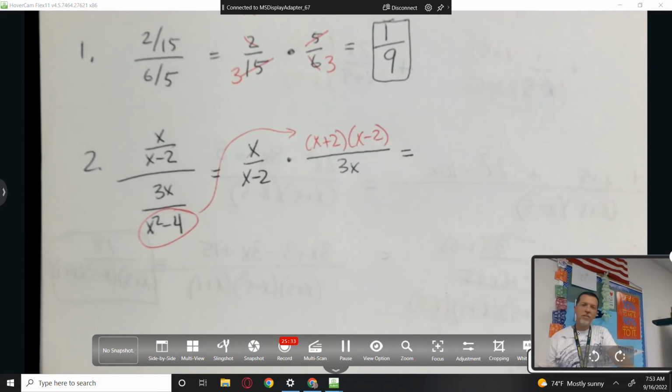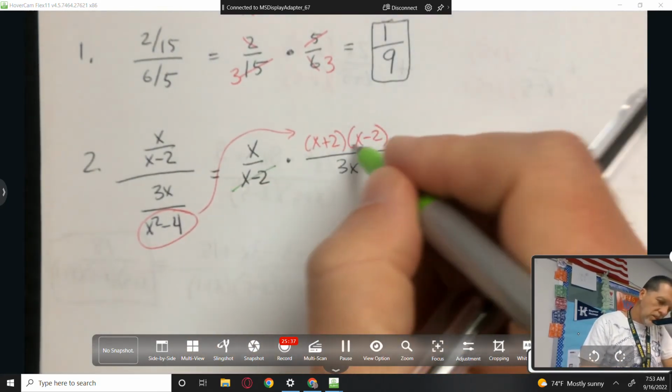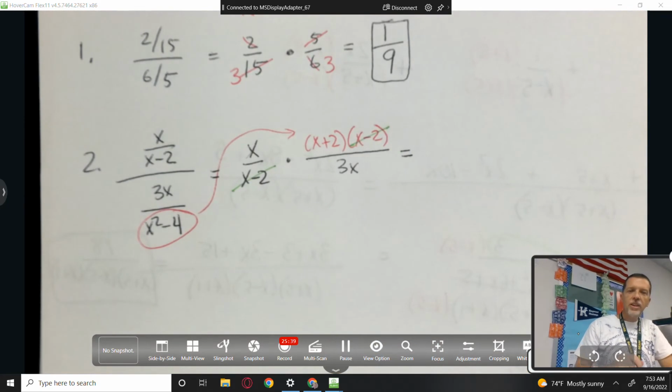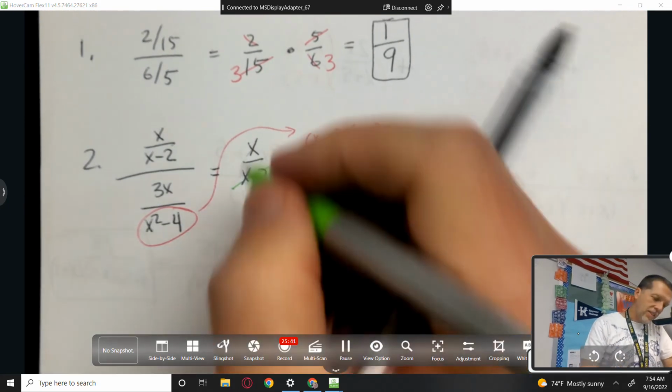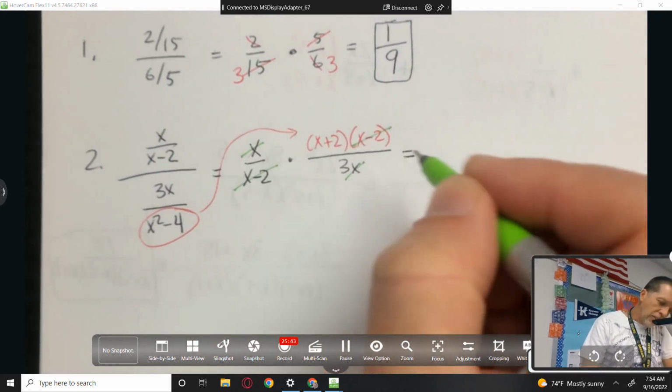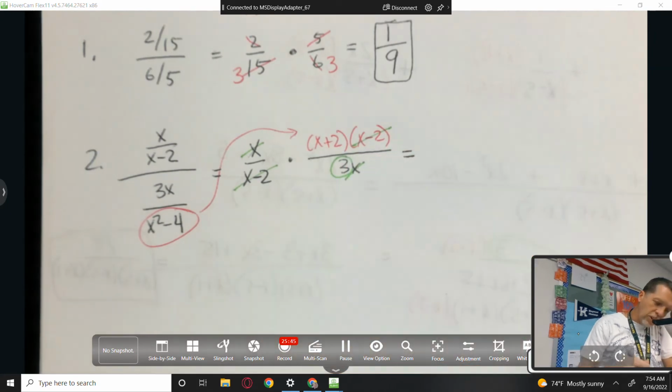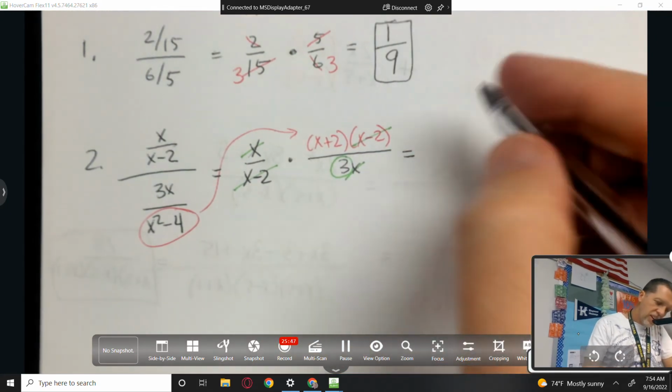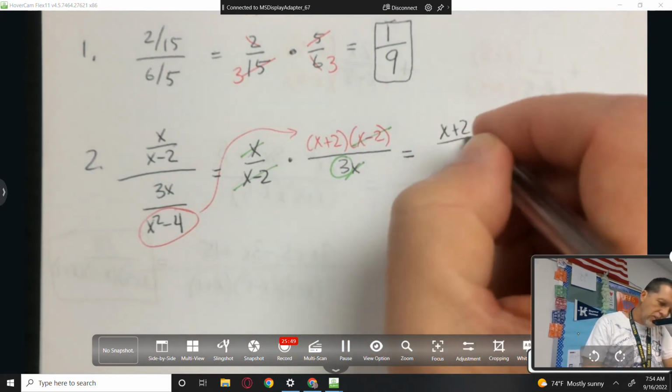Now I can look for things to cancel. X minus 2 is a clear choice, and then the x. Yes, the x. Careful when you cancel it, just to make sure you know the 3 is still there. And so we're left with x plus 2 over 3.